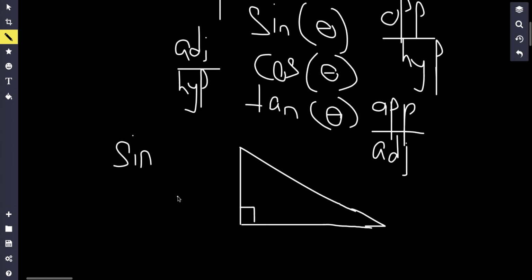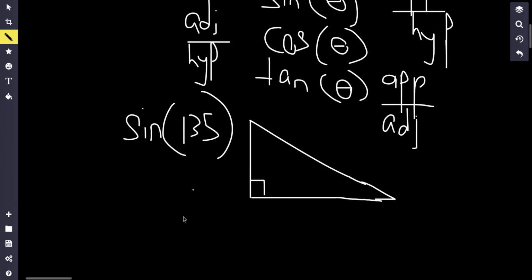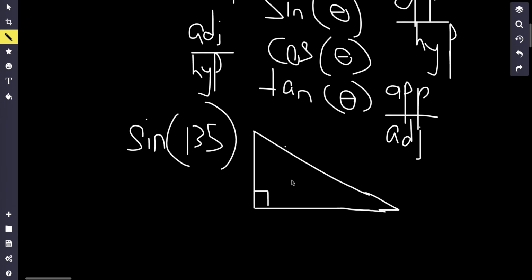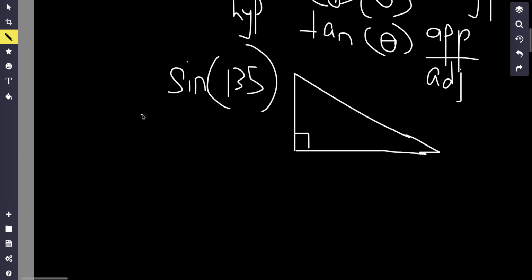At first, it may seem impossible that you can take sine of, let's say, 135, right? An angle that is greater than 90 degrees. Because, think about it, right? In order for these trig functions to be used, you need a right triangle, right? With 90 degrees.